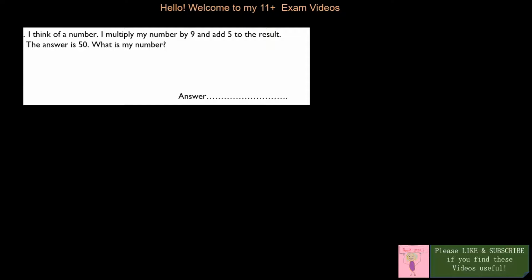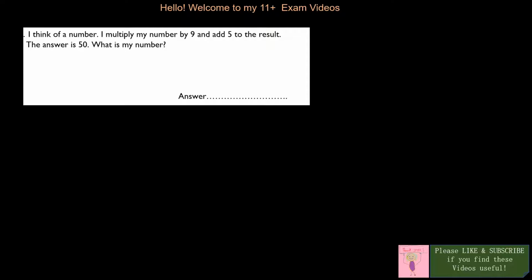These are some of the questions I've picked up from a mathematics specimen paper. So let's get started. The first question is: I think of a number, I multiply my number by 9 and add 5 to the result. The answer is 50. What is my number?